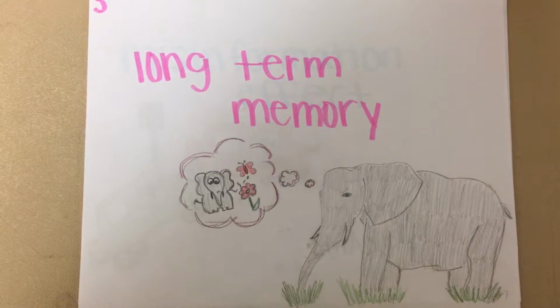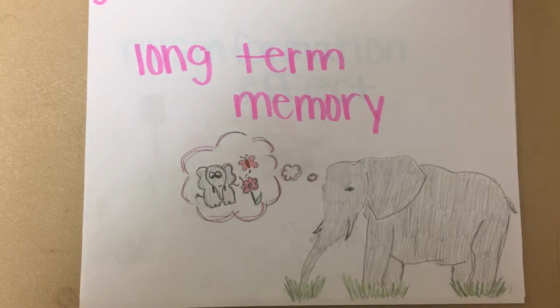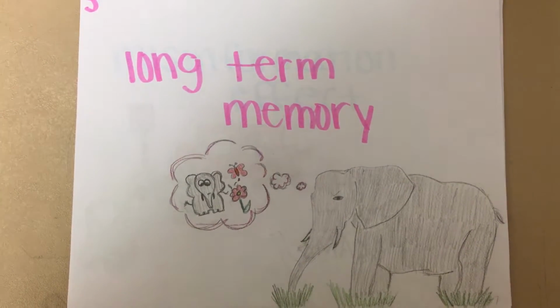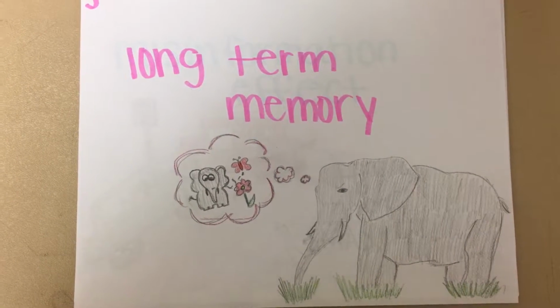Long-term memory. Long-term memory comes from the short-term memory. It has unlimited capacity. The storage is thought by some to be permanent. Information is organized and indexed. Here we drew an elephant, which is one of the few animals with long-term memory.